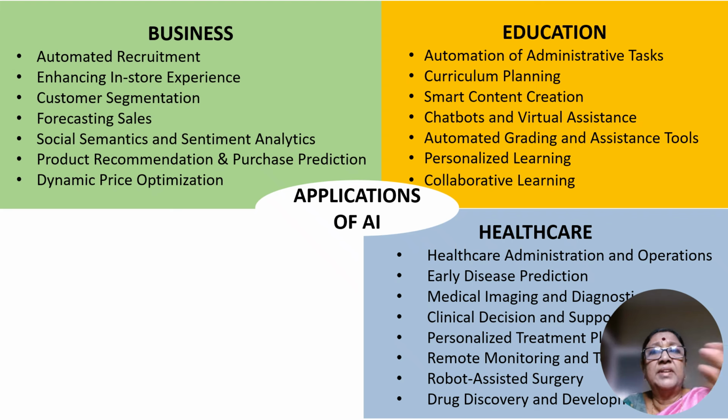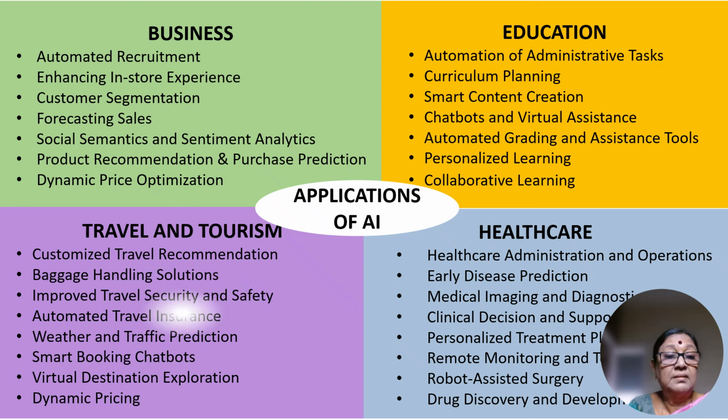Robot-assisted surgery is becoming very important now. For this, a lot of data, which I told you is very important, has to be given by the medical professional in a way that AI systems can use it. Then comes drug discovery and development. It is very important because it takes a lot of time as well as a lot of money to develop drugs. So AI can help to speed up this process and thus bring down the cost of drugs. So it becomes very important.